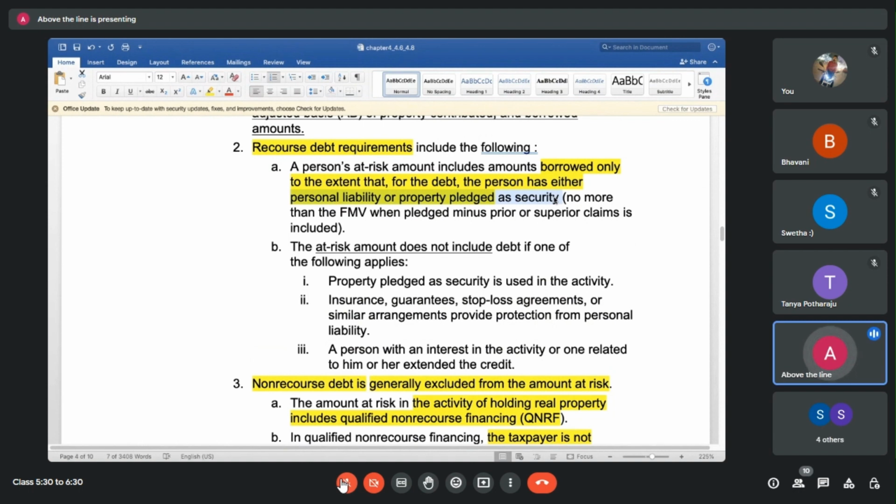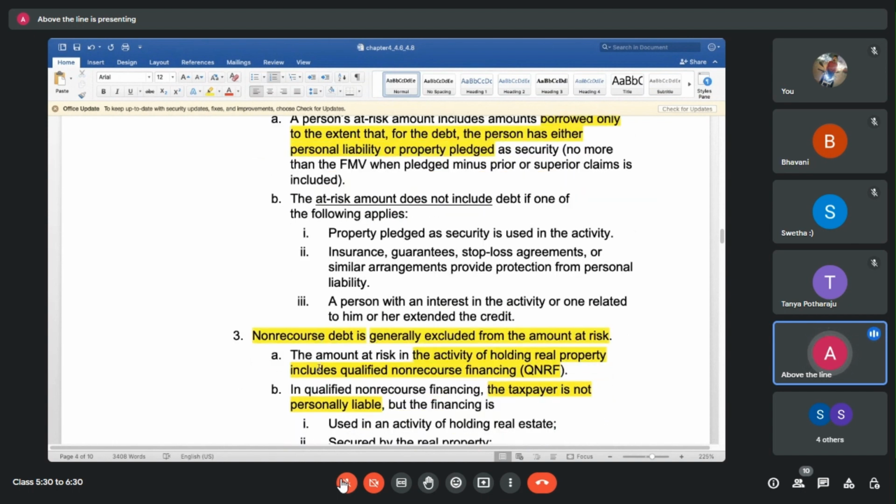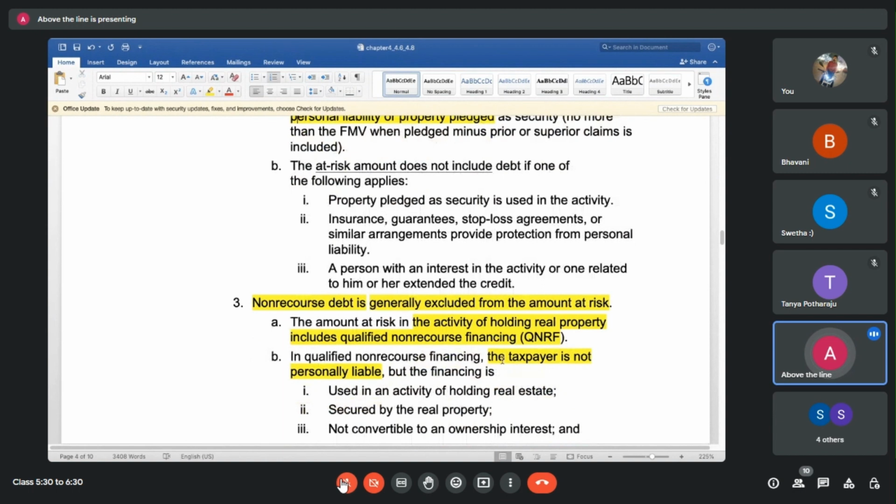So that's enough for us to remember. There are a lot of rules in that. If we go deeper into it, it will probably be a very, very lengthy section. But what we need to remember is that recourse is something where personal liability can be attached. Non-recourse is something where there is no personal liability. The taxpayer is not personally liable. There is no recourse made to the personal liability. So it's just the company has to pay, and the entire risk is for the company.